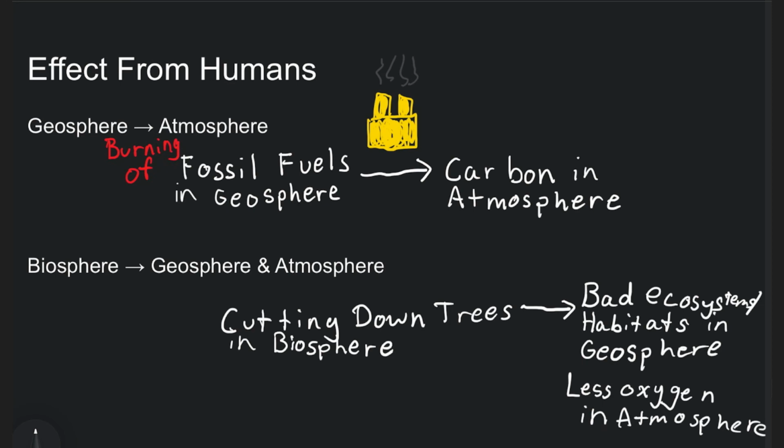Now, the effect it has on humans is that from the geosphere to the atmosphere, we humans are burning fossil fuels from the geosphere, which goes into the factories, and then it makes carbon in the atmosphere, which is harder for us to breathe. And another thing is that the biosphere goes to the geosphere and atmosphere. How does it affect that? Well, we cut down trees, basically deforestation in the biosphere, and that is bad for ecosystems and ruins the habitats in the geosphere. It also makes less oxygen in the atmosphere. If there's less, it means it's harder for us to breathe, and there's more carbon from what I said here from burning fossil fuels.